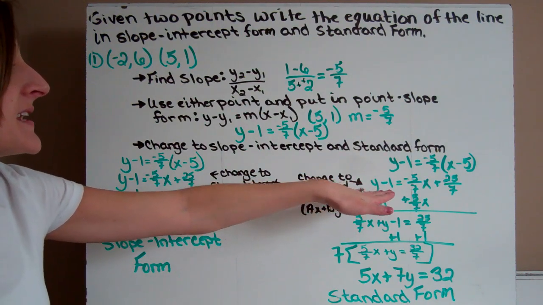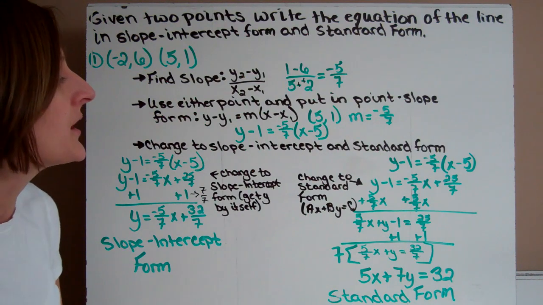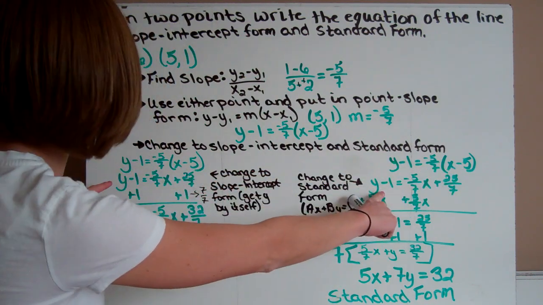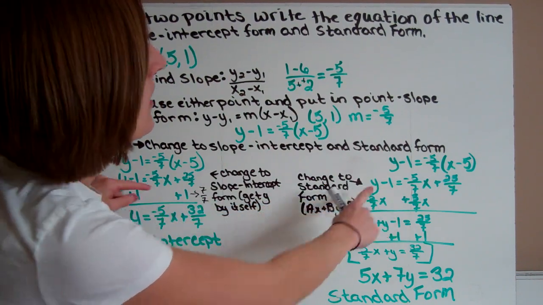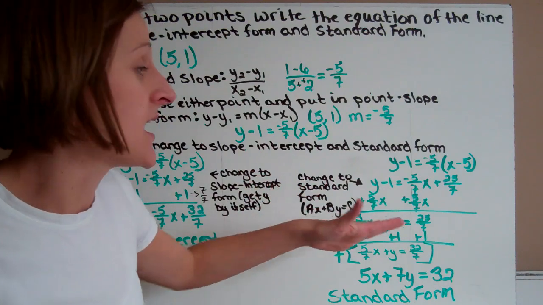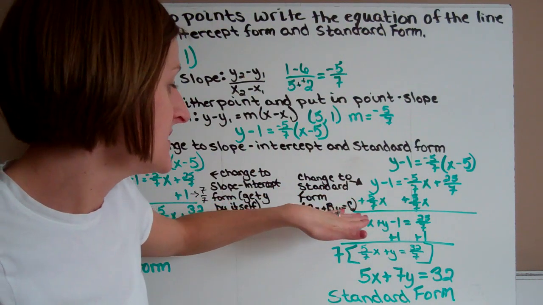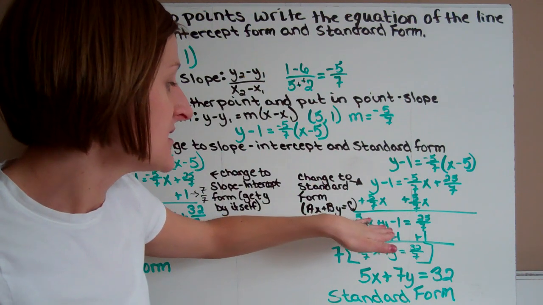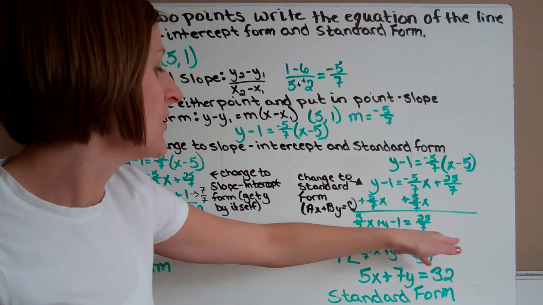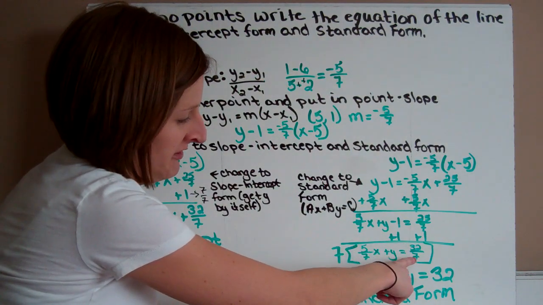Now, standard form, we're going to start off again with point slope form. Okay, you're going to distribute the negative 5/7, do the same, and notice these two steps are the exact same. Okay, now, in standard form, I need x and y on the same side, so I'm going to add 5/7 x to both sides. I get 5/7 x plus y minus 1 equals 25/7. Then I'm going to add 1 to both sides, and I'm still at 32/7.